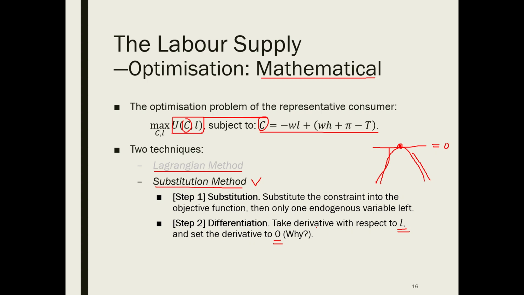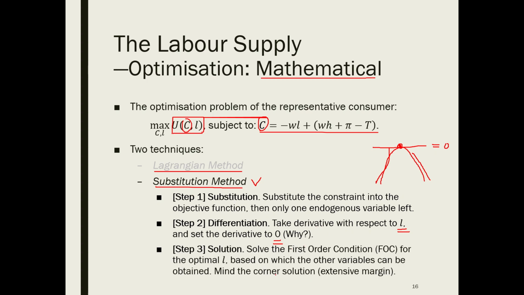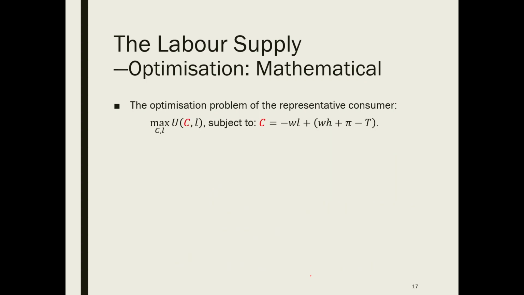The third step is solution of the marginal condition. Keep in mind that you may have corner solution where the solved leisure is greater than h. In this case, you must discuss the extensive margin rather than the intensive margin. Now let's apply the substitution method to the consumer's problem. Step 1, substitution. We substitute C of the constraint into the objective function, so there is only one endogenous variable L left in the objective function.